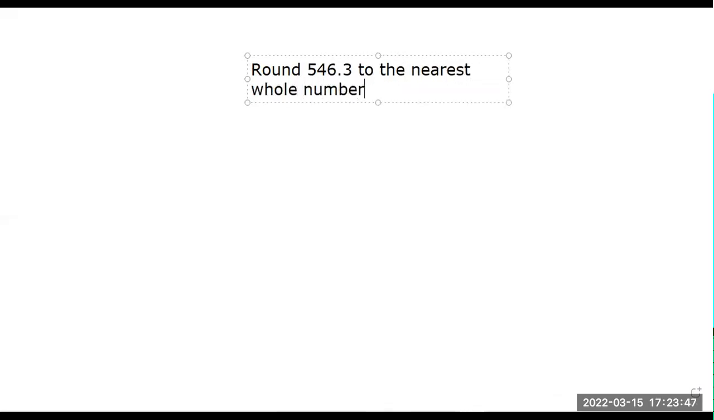Round 546.3 to the nearest whole number. So round 546.3 to the nearest whole number. You can message the answer if you get it.